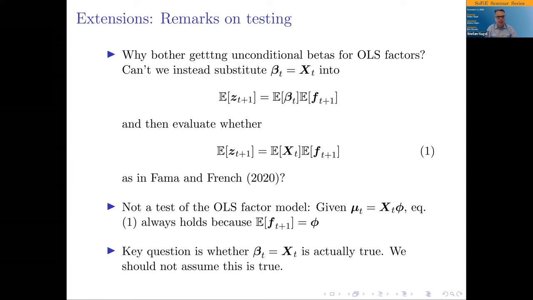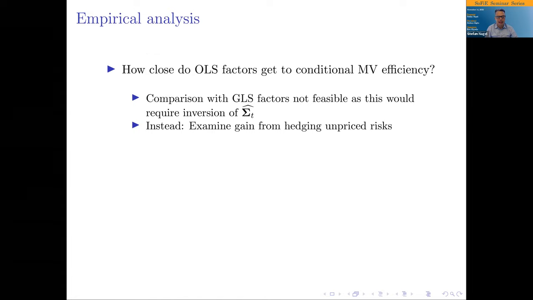Okay, so then finally, let me say a few words about the empirical analysis that we started with. As I emphasized earlier, this is still work in progress. And so this part of the paper might still expand and also change quite a bit in future iterations.